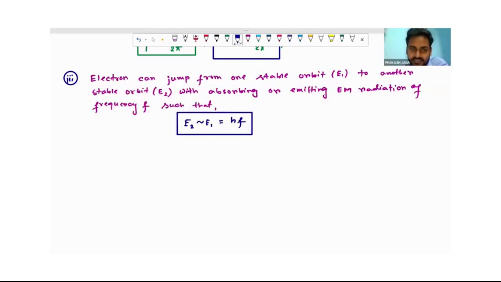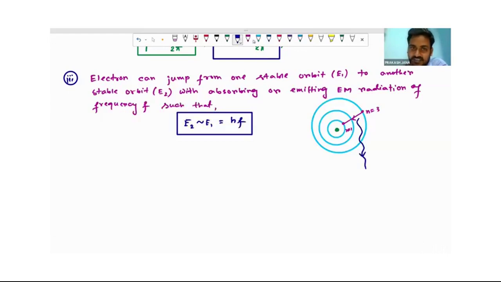Okay, so let me repeat this. Suppose this is the nucleus and this is the first orbit, this is the second orbit, this is the third orbit. So suppose an electron is revolving on the third orbit. Now it jumps to the first orbit, so this is the jump. So n equals 3 to n equals 1. It jumped from n equals 3 to n equals 1. Then one electromagnetic radiation will be emitted.